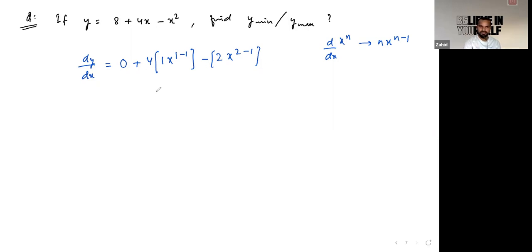On simplifying this, you will get 4. X raised to 0 is nothing but 1. So it will be 4 minus 2x. Just put it to 0 and try to solve for x from here. Vaishnav, just send your answer. Good, Nabila.